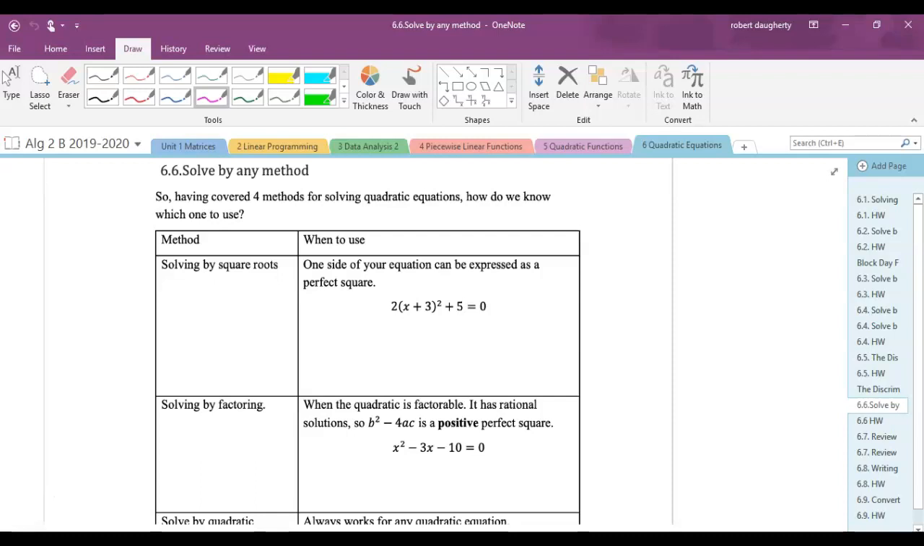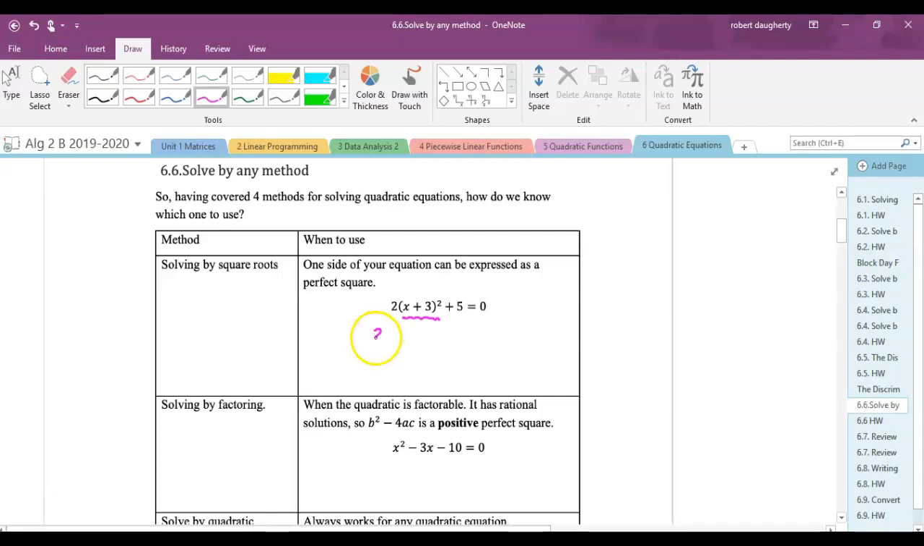Solving by square roots. When do we solve something by square roots? Yeah, you see something that's a perfect square. So in this case, I could multiply all of that out, I could distribute, I could add the 5, and then I could factor it back together. When I see something squared, solving by square roots is your best method.